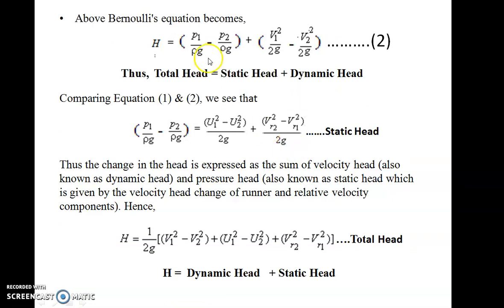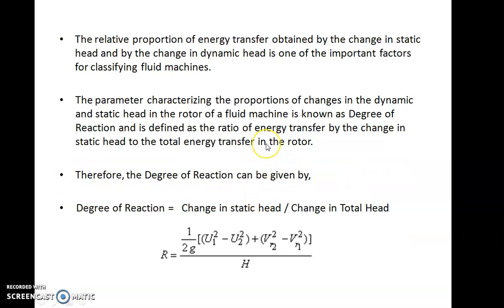So that is called a pressure change, and this is called a velocity change. This is kinetic energy change, and this is pressure energy change. The total head is also called static head and dynamic head. The static head is given by P1 minus P2 by rho g, the addition of these two terms, and the dynamic head is V1 square minus V2 square upon 2g. In short, head is the summation of dynamic head and static head. The dynamic head is the change in absolute velocity, and static head is the change in pressure, which is a combination of these two velocities. Because of that, this relative proportion of energy transfer gives you the degree of reaction.